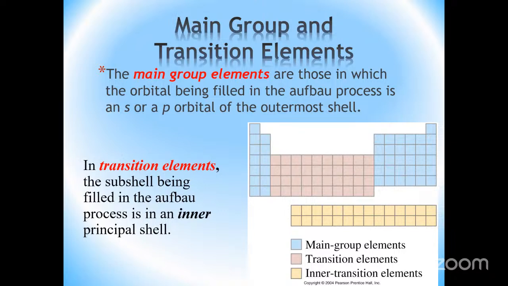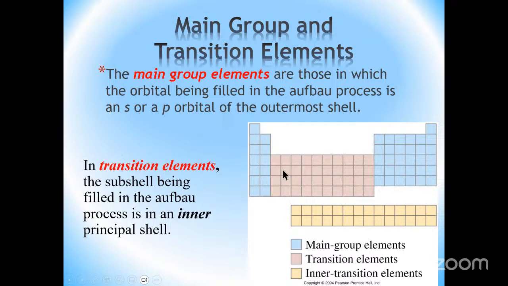The thing about these elements is that as you go from one element to the next across a period in these regions, an electron is being added to either an s or a p orbital of the outermost shell. That's basically what characterizes those elements located in the main group.